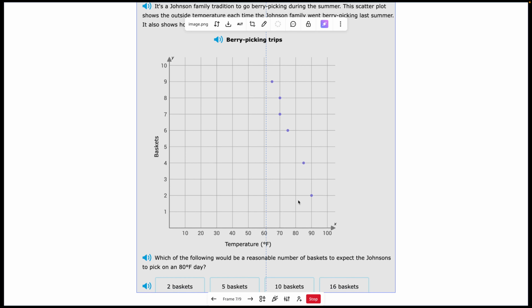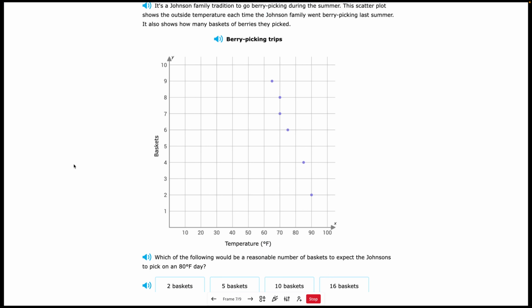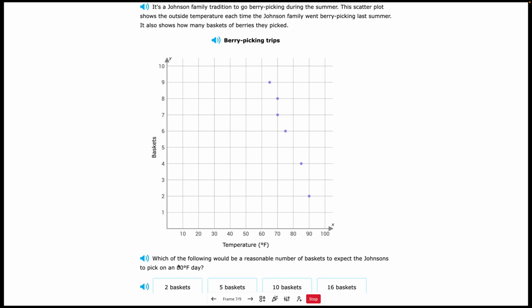And again, let me move this up. It says, which of the following would be a reasonable number of baskets to expect the Johnsons to pick on an 80-degree Fahrenheit day? On an 80-degree Fahrenheit day. And you'll notice when you look at your graph, this is the 80-degree day. Notice we don't have any data for the 80-degree day, so we don't know.